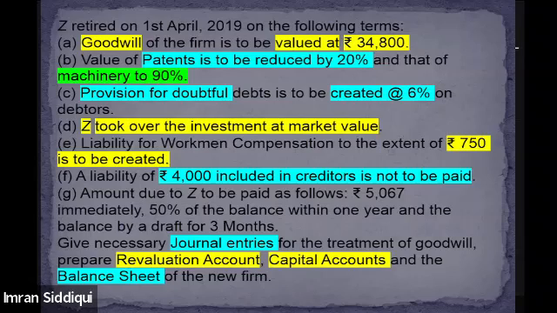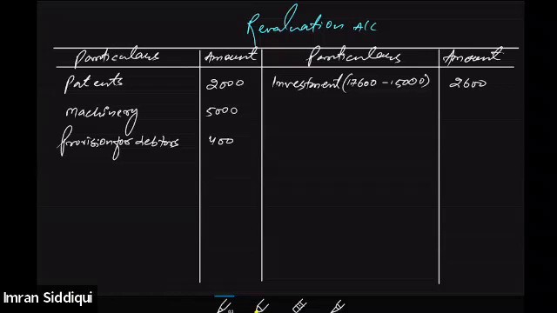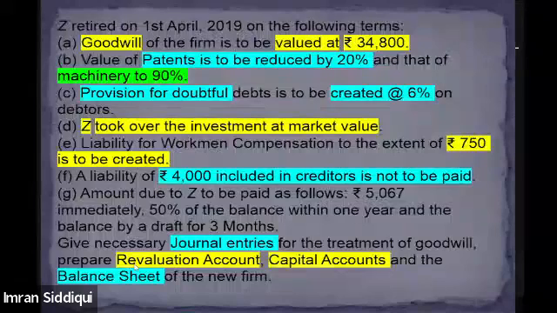Okay, moving on to adjustment F, it says a liability of 4,000 included in the creditors not to be paid. So if a liability is not required to be paid anymore, that is clearly a gain, that is clearly a profit. So that means we will be recording that on the credit side again. On creditors need not to be paid, 4,000. This is a gain, 4,000 on the credit side.